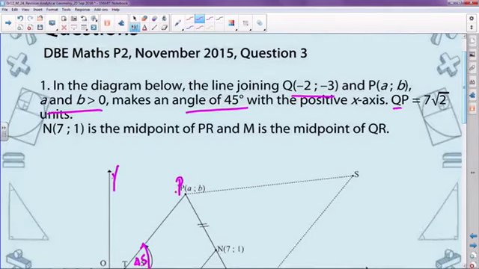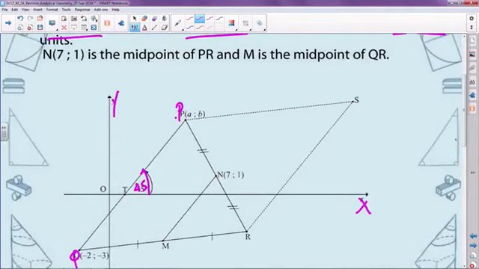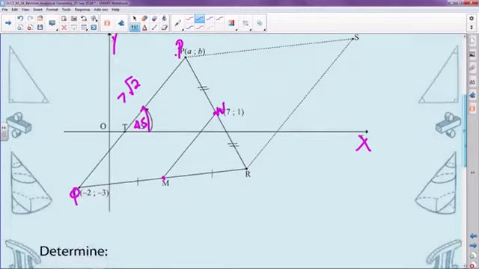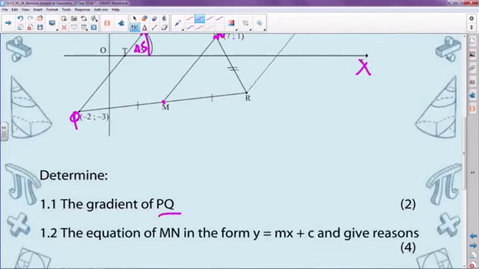And the length QP is given as 7 square root 2. So let's mark that down. QP, the length is 7 square root 2. N is the point (7, 1), and that's the midpoint of PR, and M is the midpoint of QR. So what you've got here are the two midpoints joined together in that triangle PRQ. First question, determine the gradient of PQ.